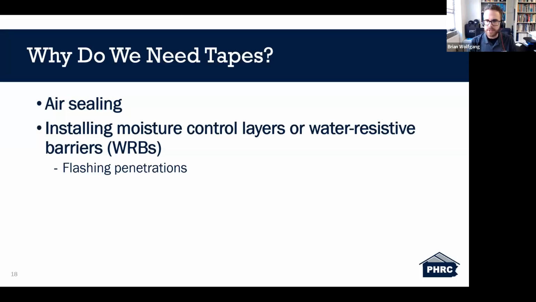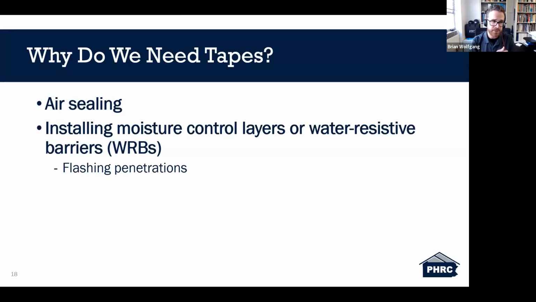Then from there, you would see the need to flash our penetrations and openings that we'd be installing within that water resistant barrier. But the need for tapes, or the desire to include tapes, is a little bit more broad than that now that we have to meet more aggressive air sealing standards, whether it's a code minimum or above code standard. So why do we need tapes?